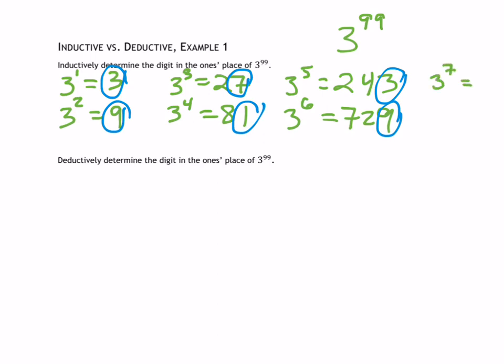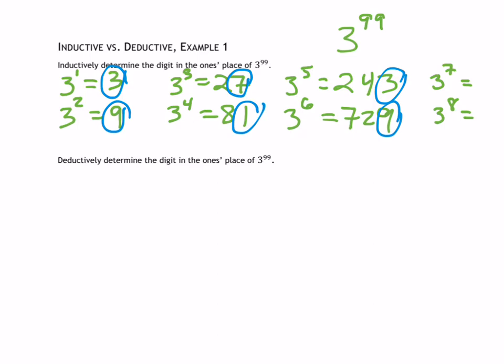So what is 3 to the 7th? What is 3 to the 8th? 3 to the 9th? And so forth. Then see if you can use that information to make a prediction about 3 to the 99th. Now you might be wondering, why couldn't we just type that into a calculator, determine the exact value, and then see what the ones place is?